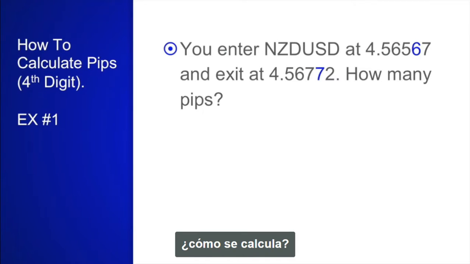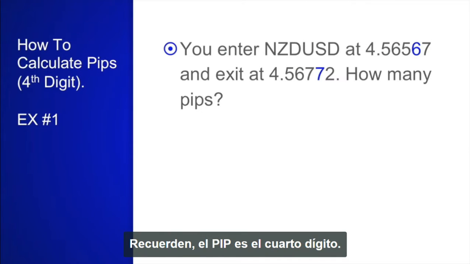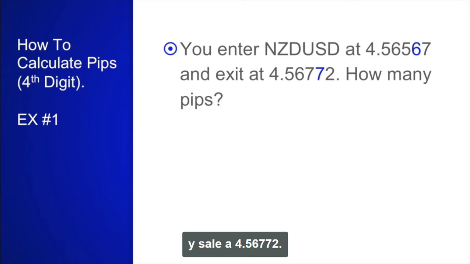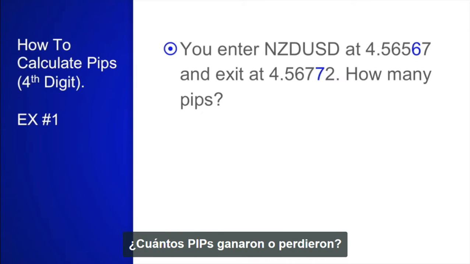How do you actually calculate them? Remember, the pip is the fourth digit. So here's an example. Here's a scenario. You enter NZD/USD at 4.56567 and exit at 4.56772. How many pips did you gain or lose?